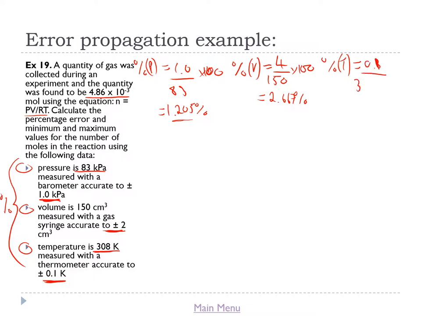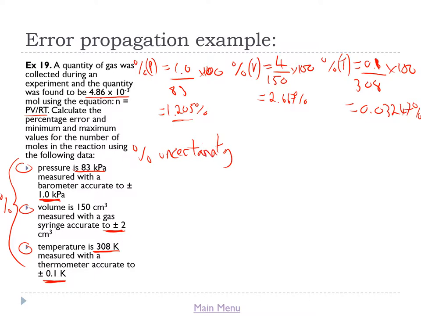0.1 divided by 308 times 100. And that comes to quite a small value. So we're looking at 0.03247%. So now, our percentage uncertainty is really easy to calculate.